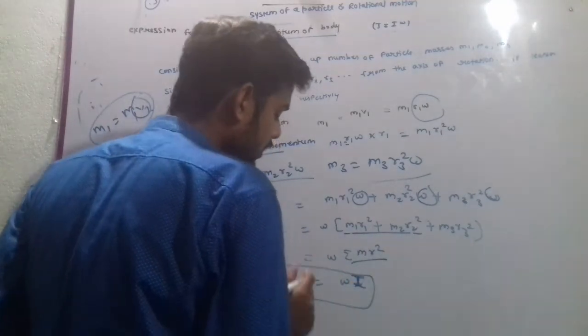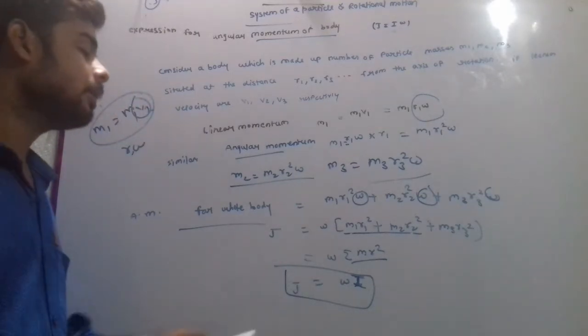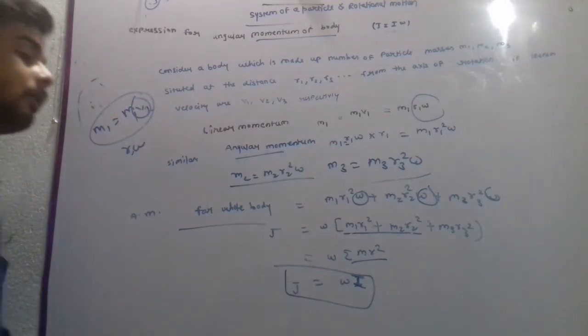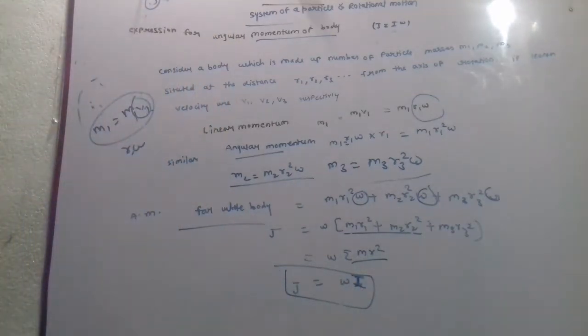This will be our derivation. So J equal to what will we get? I omega. That means the angular momentum of a body is the product of moment of inertia and angular velocity. This is the required relation. Try to establish it by yourself.